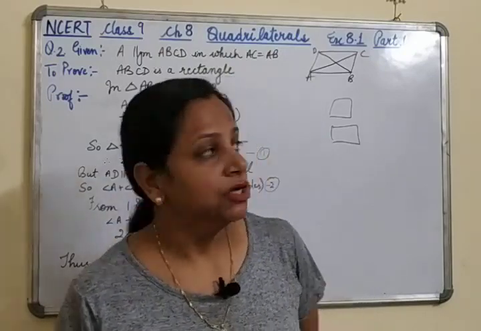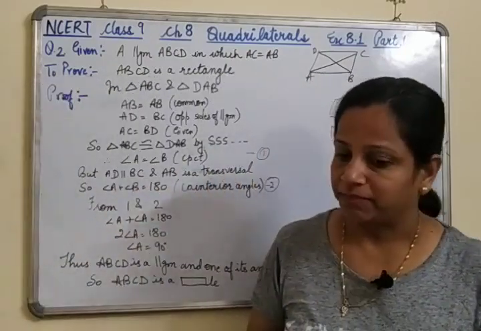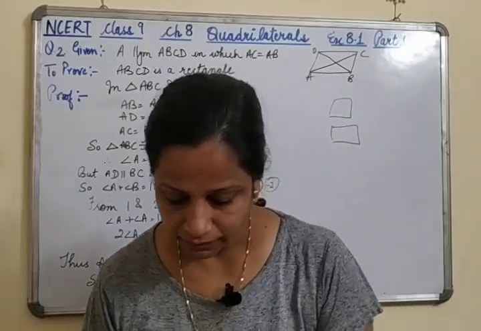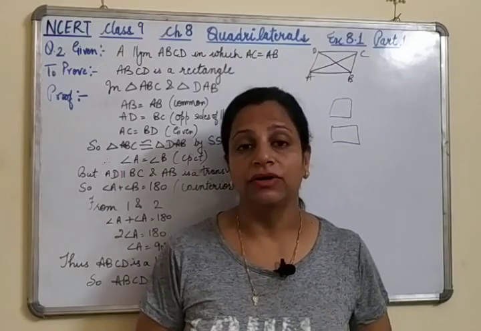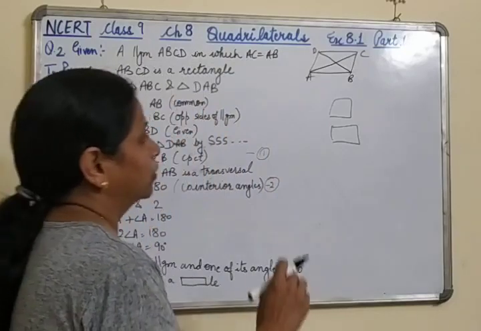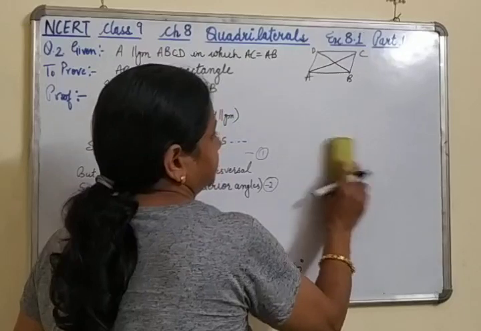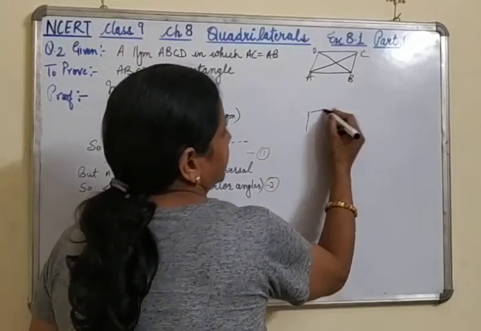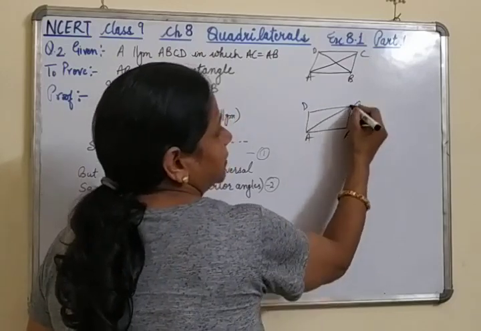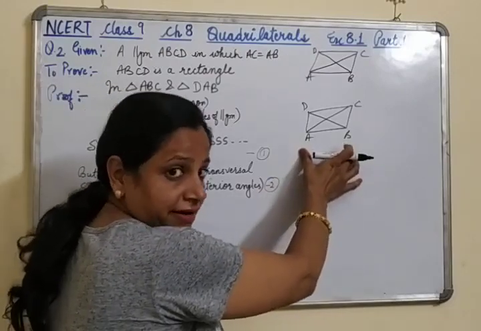Okay. So here we start with question number 2 of exercise 8.1. What does question number 2 say? If the diagonals of a parallelogram are equal, then show that it is a rectangle. Now what are we given? We are given a parallelogram ABCD, and it is given that the diagonals are equal, right? And we have to prove this parallelogram is a rectangle.